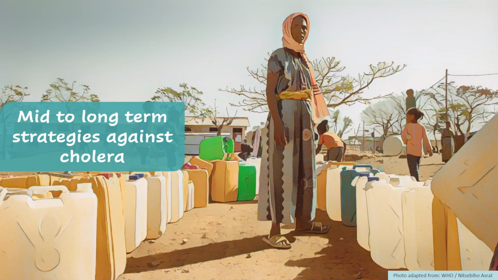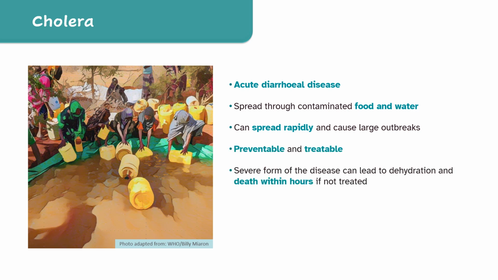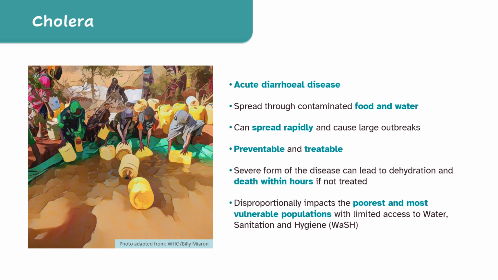Let's see what mid to long-term strategies against cholera are. As a reminder, cholera is an acute diarrheal disease which spreads through contaminated food and water. Cholera can spread rapidly and cause large outbreaks. Although cholera is preventable and treatable, severe forms of the disease can lead to dehydration and death within hours, if not treated. Cholera is a marker of inequity. It disproportionately impacts the poorest and most vulnerable populations that have limited access to water, sanitation, and hygiene.